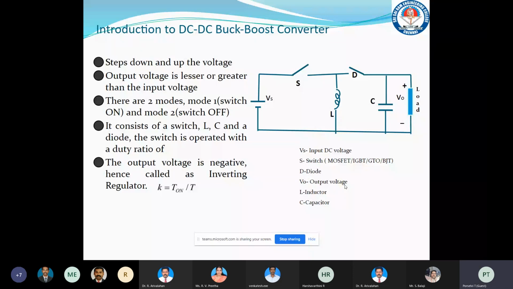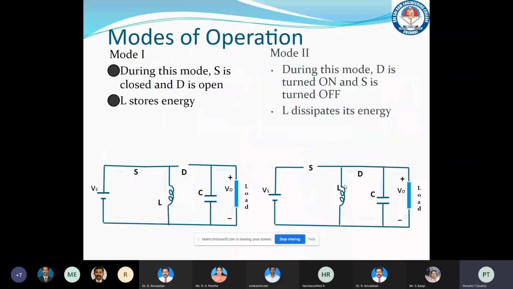These two circuits represent the circuit during mode 1 and mode 2. During mode 1, the switch is in the on condition. During this mode, the current flows through the switch and through the inductor and back to the source, and the L stores energy. And during this mode, the energy already stored in the capacitor is going to dissipate through the load.